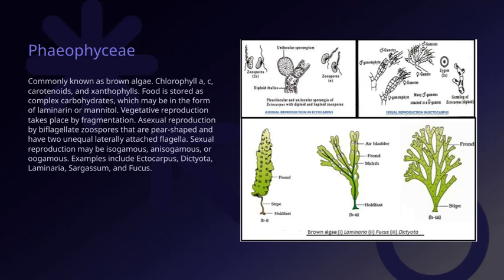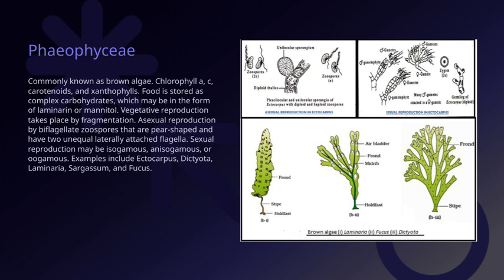Let's talk about brown algae, which is commonly known as Phaeophyceae. These algae are rich in chlorophyll A and C, as well as carotenoids and xanthophylls, giving them that characteristic brown color. When it comes to storing food, they mainly use complex carbohydrates like laminarin or mannitol, which serve as energy reserves.